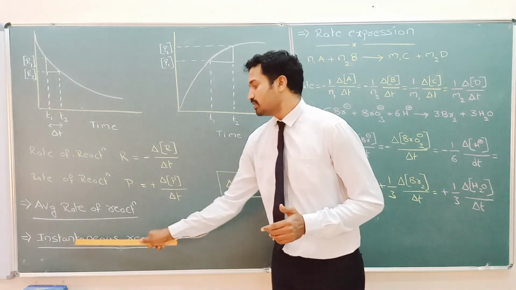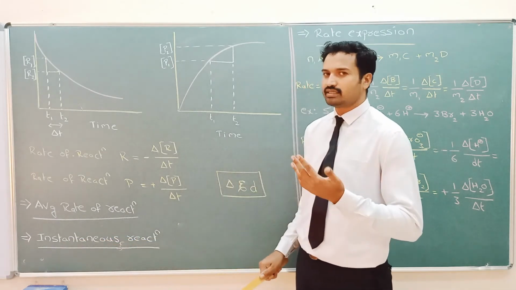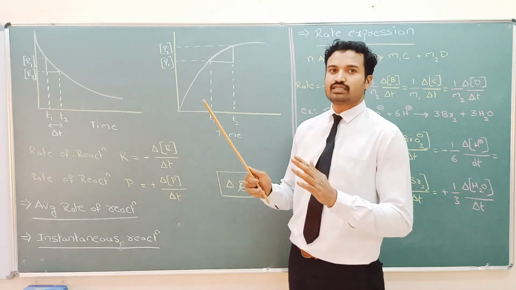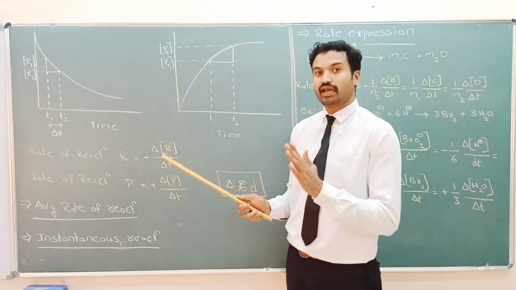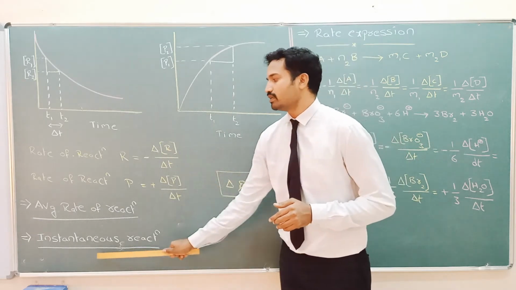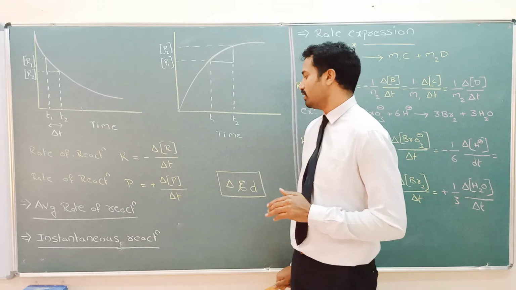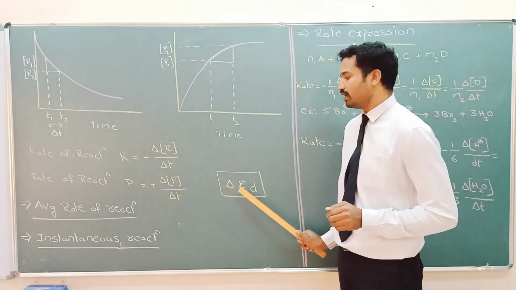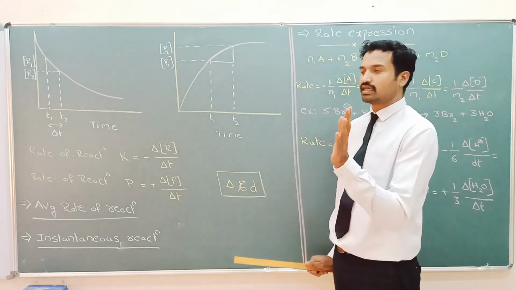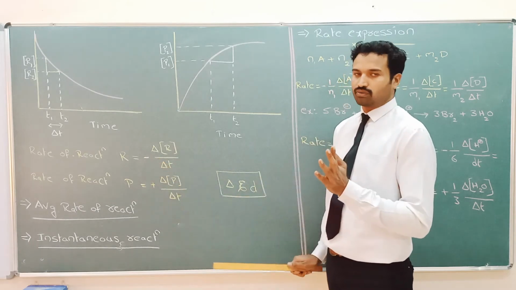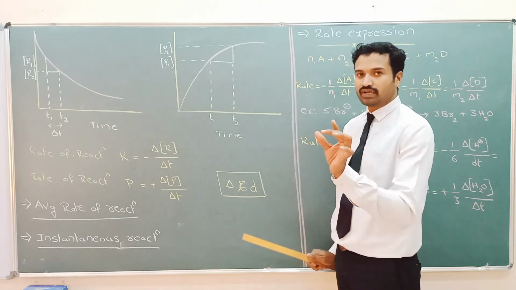Again, instantaneous rate of reaction. Instantaneous rate of reaction means the change in the concentration of reactant or product at an instant of time. Now remember what is the delta and what is D. If the concentration difference is more, delta. If the difference is less, D.